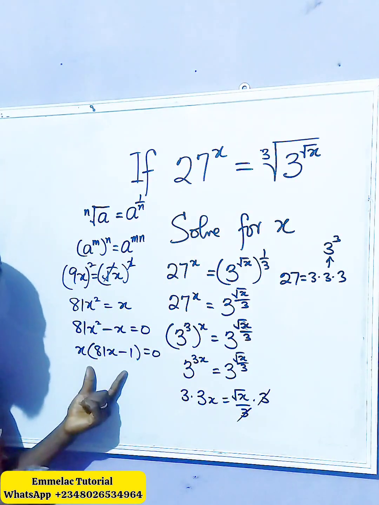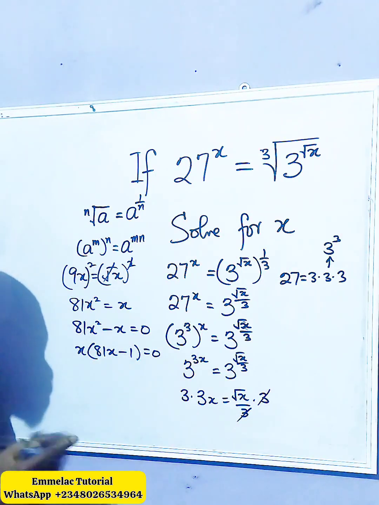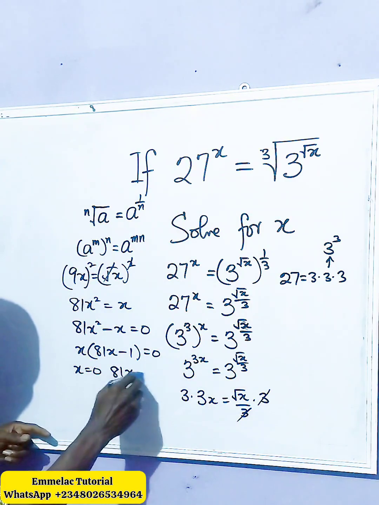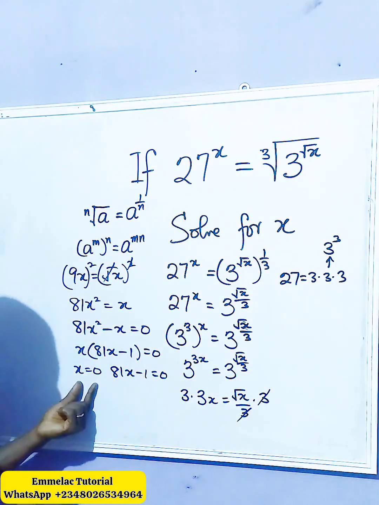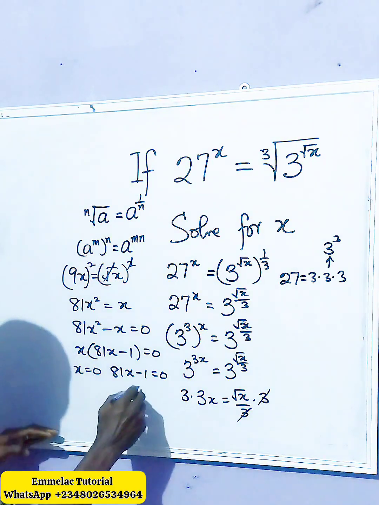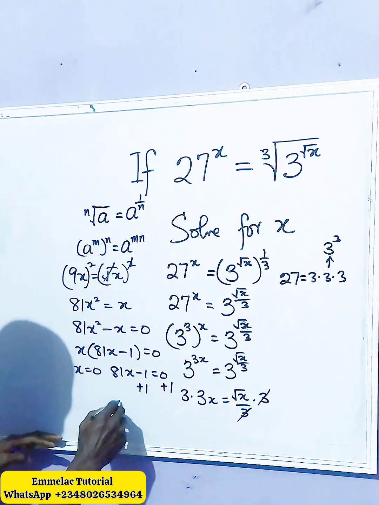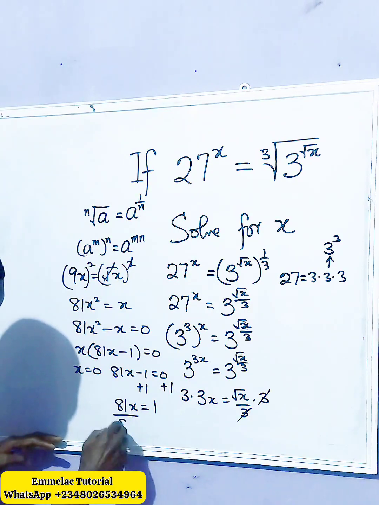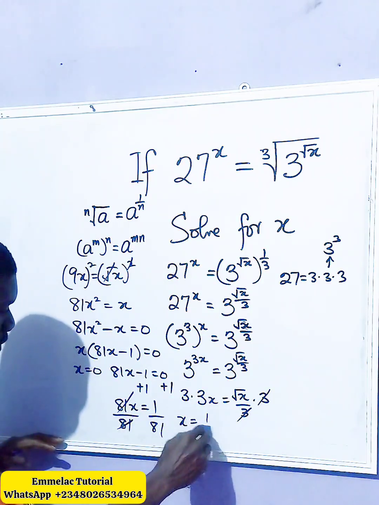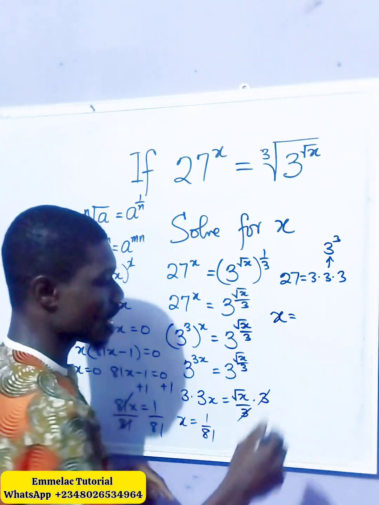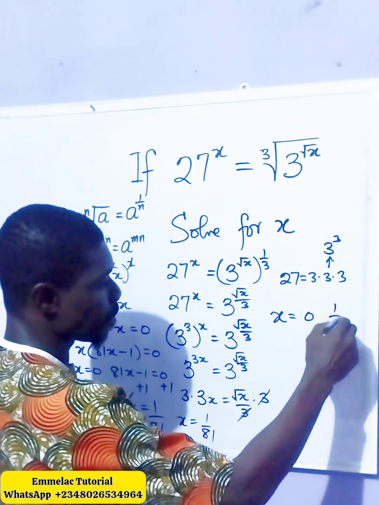Now since we have a product of two terms equal to 0, it means each of the terms is equal to 0. So x equals 0 and 81x minus 1 equals 0. Since x equals 0, that doesn't mean you have to plug that 0 here. No, you have to solve this one separately. So let us add 1 to both sides. Here we have 81x equals 1. So let's divide both sides by 81. So our x equals 1 over 81. So the solution for x for this equation is 0 or 1 over 81.